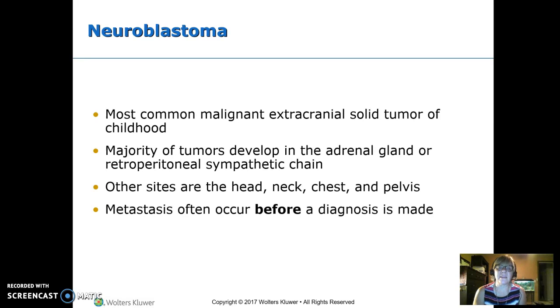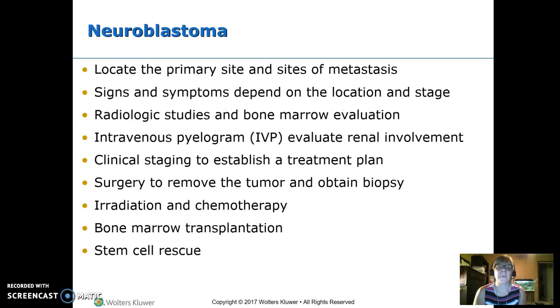Neuroblastoma, this is the most common malignant extracranial solid tumor of childhood. So it's outside the brain, but it is on the nerves, right? It's neuroblastoma. So most of these are on the adrenal gland or retroperitoneal, but can also be head, neck, chest, pelvis, but not in the brain. The problem with this is it metastasizes early. So metastases usually occur before the diagnosis is made.